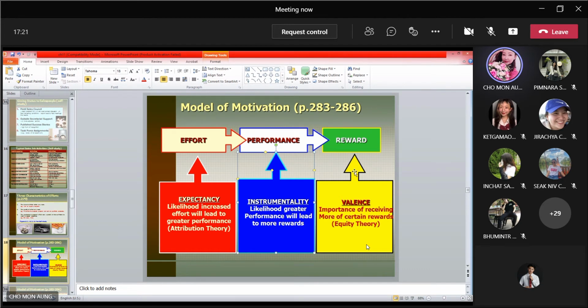For reward, when people receive the reward, they like it, right? They are happy. So for many people, achieving the reward is very important. Whenever they have good performances, better performances, they expect the reward. But that is not true for some salespeople. Some salespeople perceive that reward is not important for them. There are some other things more important than reward. So if they don't want reward, what do they want? For example, they want respect and recognition from co-workers and top management. That we call valence. Valence is the importance of receiving more or certain reward.